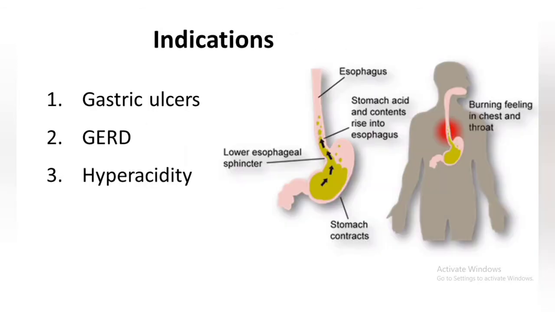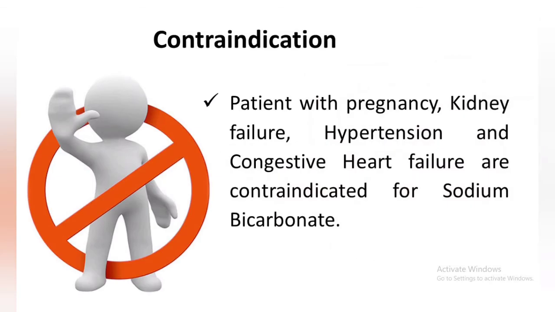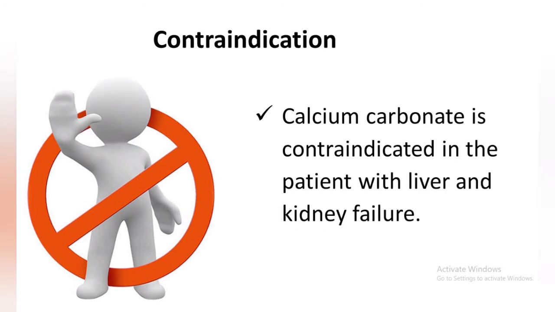Antacid is mainly intended for fast relief from gastric pain, so it is used in conditions like gastric ulcer, GERD, that is gastroesophageal reflux disease, and hyperacidity. Some contraindications of antacids: pregnant women and patients of kidney failure, hypertension and congestive heart failure are contraindicated for sodium bicarbonate because the sodium present in antacid gets absorbed in systemic circulation and creates problems. Whereas patients with liver and kidney failure should not take calcium carbonate antacid. Calcium gets absorbed and may cause calcification and several other problems.